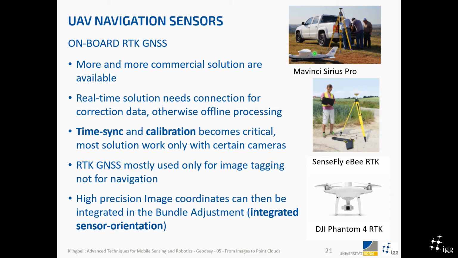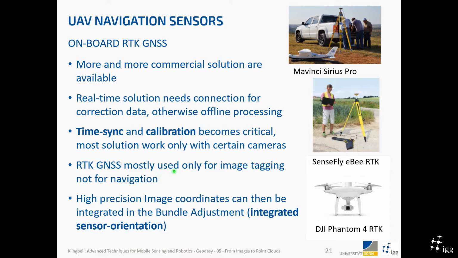The lever arm between drone and camera is probably 10 or 20 centimeters, and the accuracy of the RTK is 1 or 2 centimeters. So it's very important to have the time synchronization and the calibration well done. And this is the reason why most of these commercial solutions only work with certain cameras. You can't just put any camera there, because you have to make sure that the lever arm is well known and that the time synchronization works as you want.